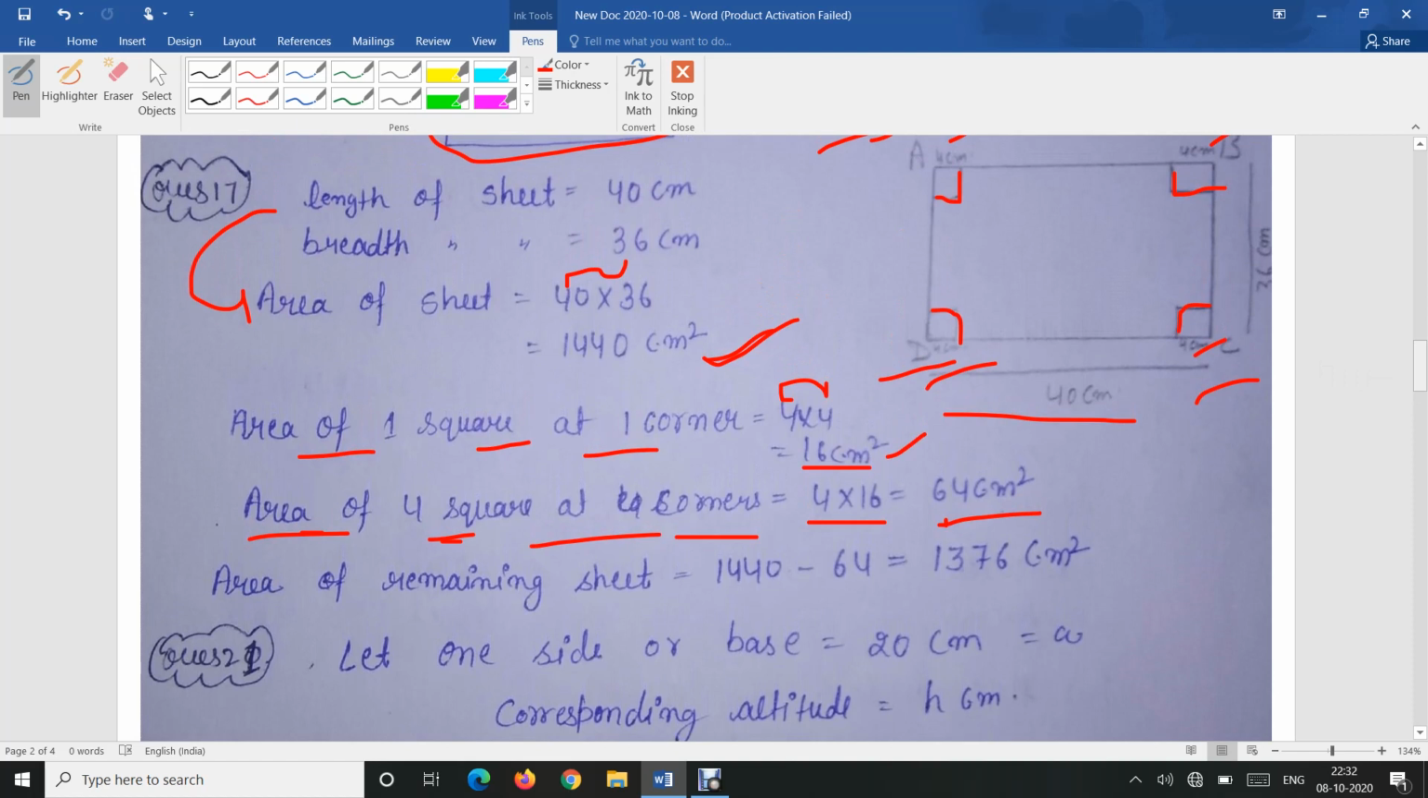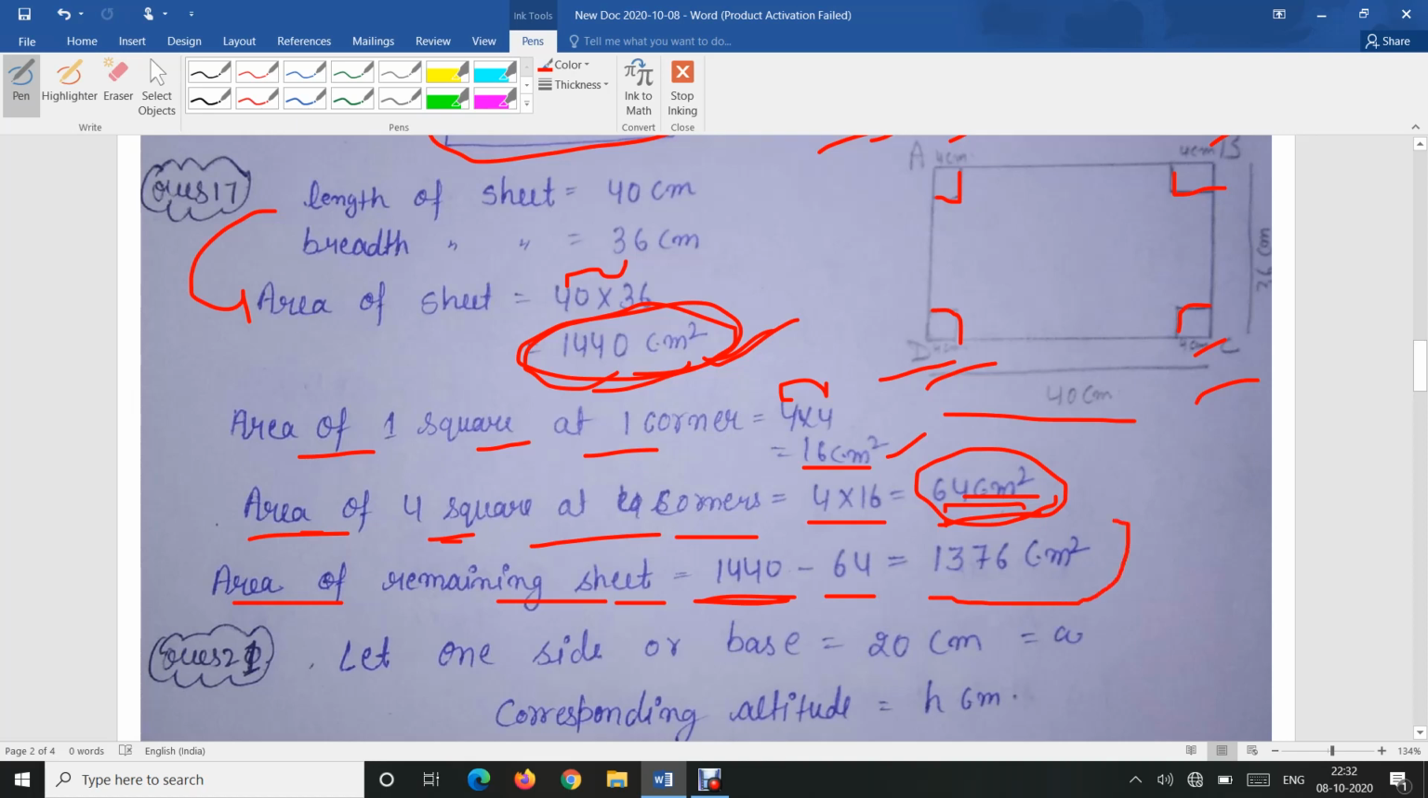The total area of the rectangular sheet is 1440 centimeters square, and after removing, the area of the 4 squares which has to be removed is 64 centimeters square. So you can subtract this removal area from the total area, and in this way you would find out the area of the remaining sheet. So area of the remaining sheet is equal to 1440 minus 64, which will be equal to 1376 centimeter square. Hope you understand this question.